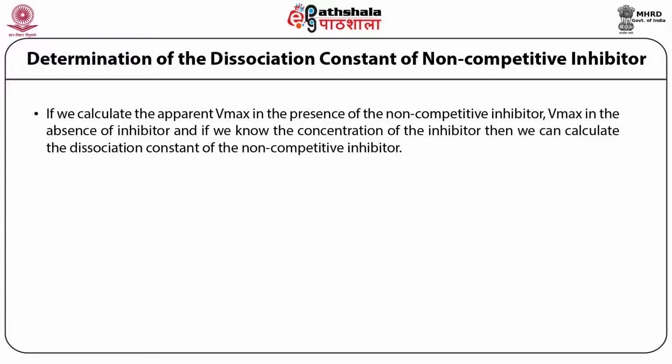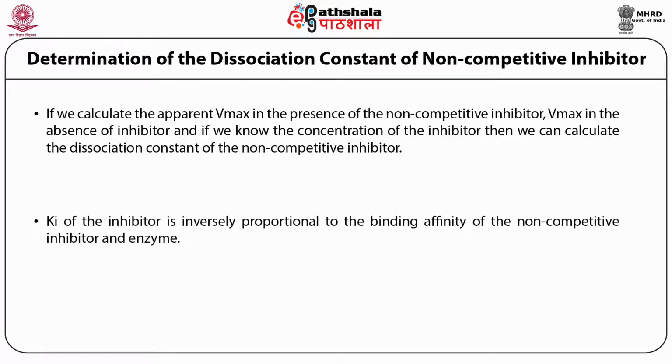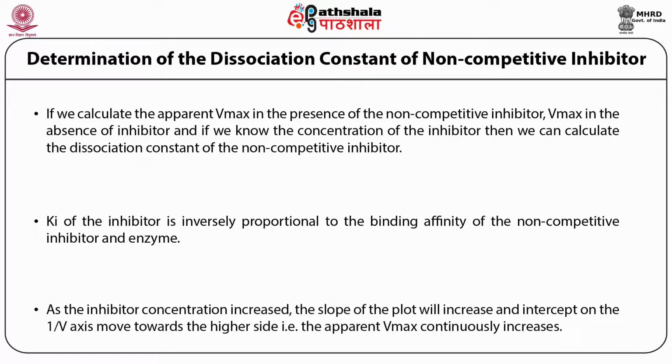Not only that, it is well known that the dissociation constant of inhibitor, that is Ki, is inversely proportional to the binding affinity of non-competitive inhibitor and enzyme. So, if the concentration of inhibitor increases, then the slope of the plot increases and the intercept at the 1 by V0 axis moves towards the higher side. So, apparent Vmax continuously decreases.